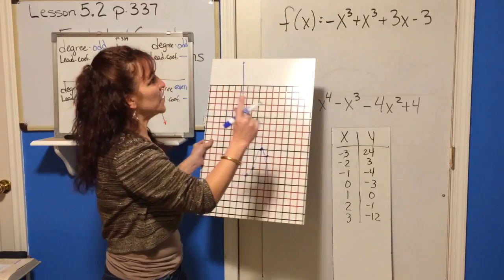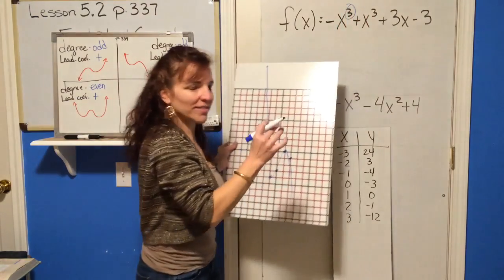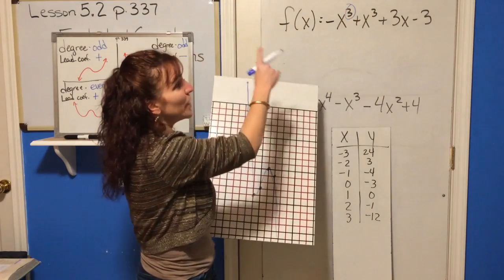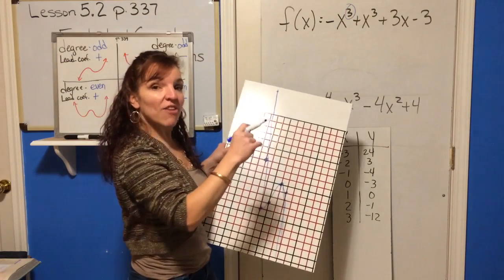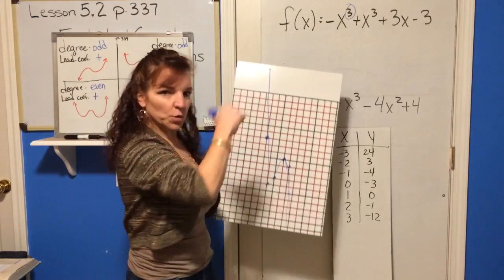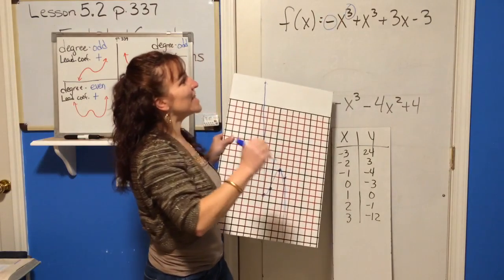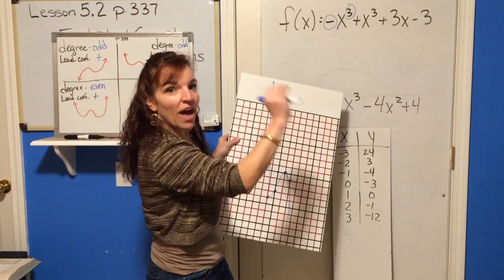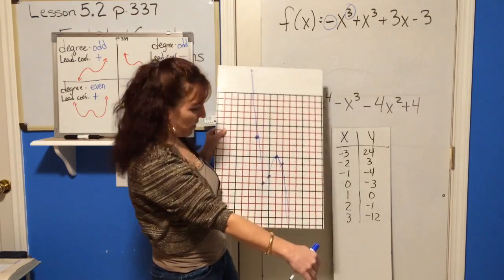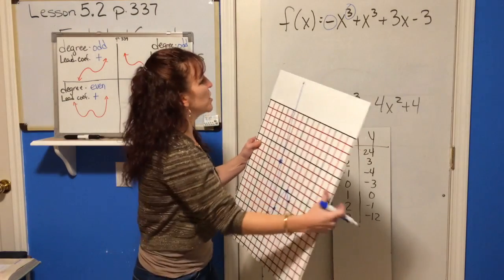The way you'll know is this. Your degree in this case is odd. So the degree is odd, so I should have one end going up and one end going down. I do. I have one up and one down, so we're good there. And my leading coefficient is negative, which means that the right-hand side of my graph should go down forever. And that's what it's going to do. So this is correct. All right, so let's do the other one.